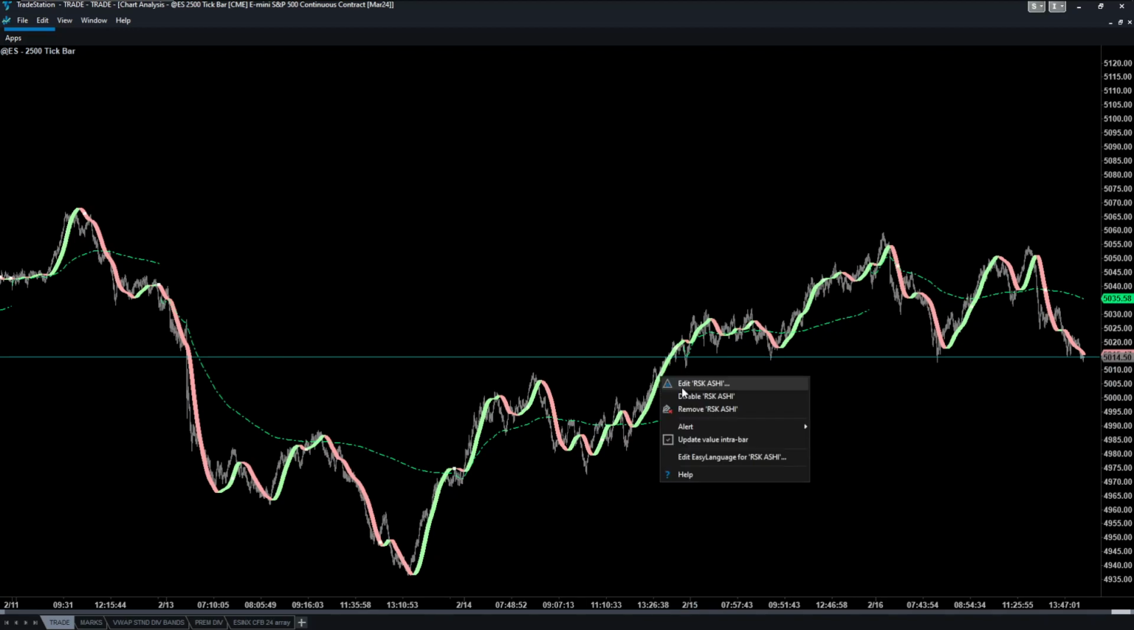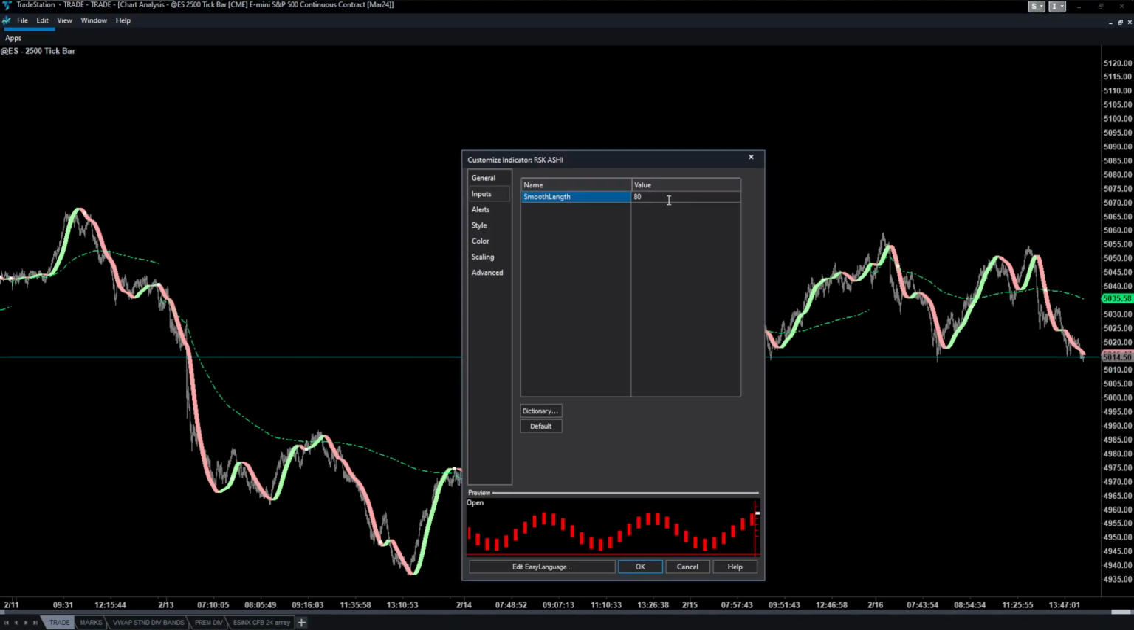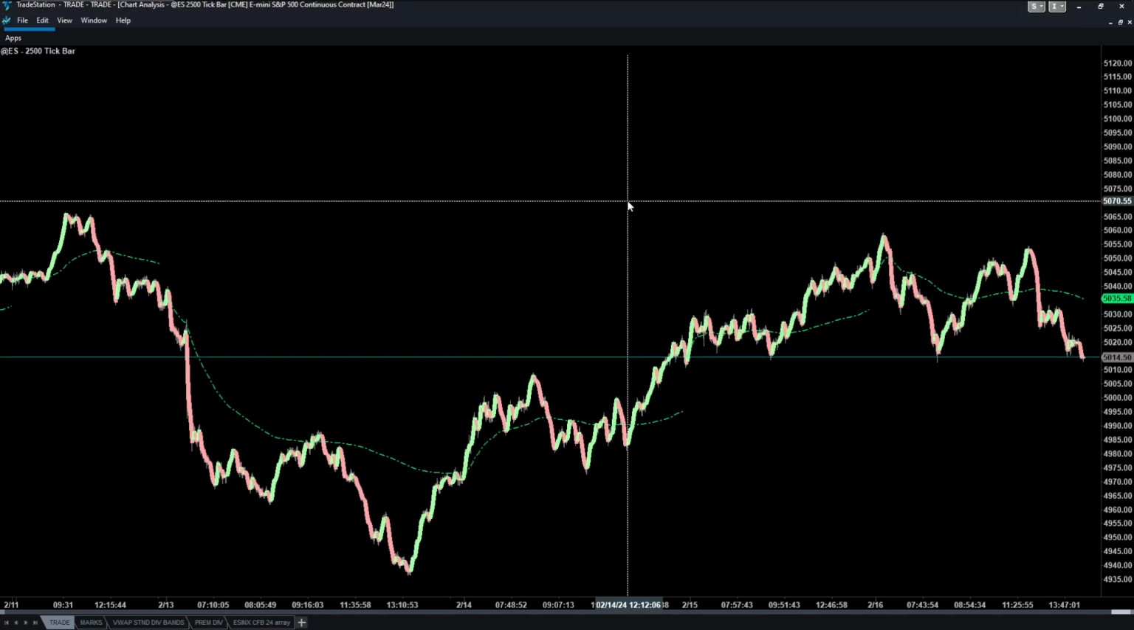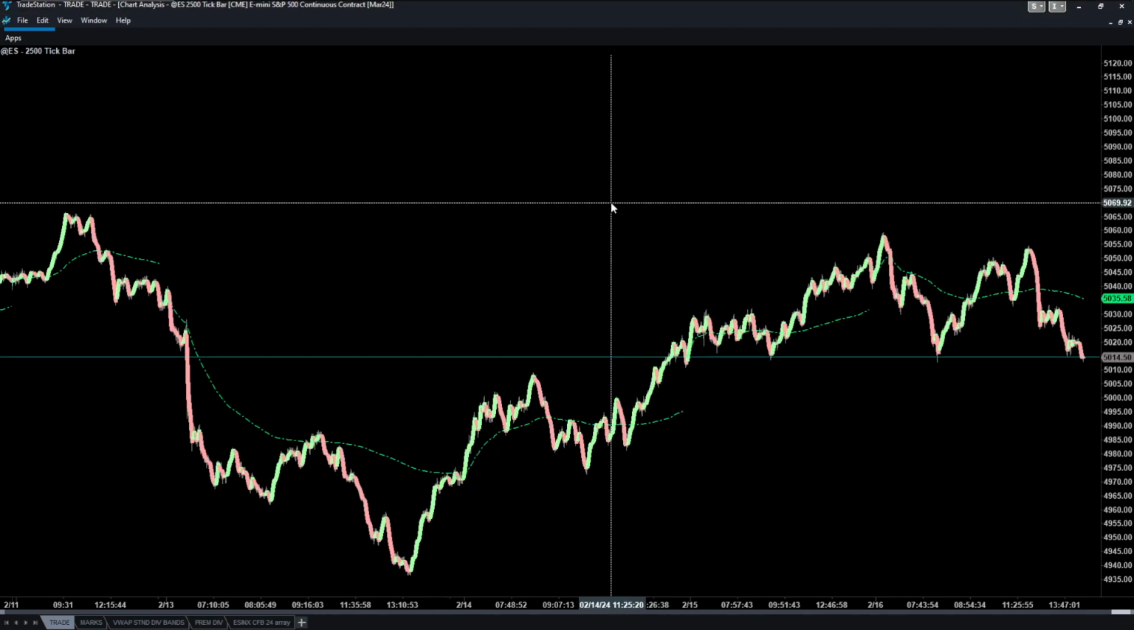Read up on what an ASHI candle is. It'll give you some further information. I'm not going to explain that here. Okay, now let's go to the next indicator.